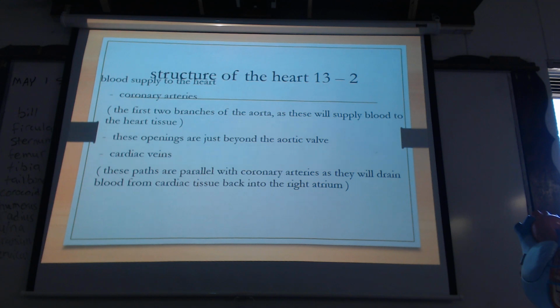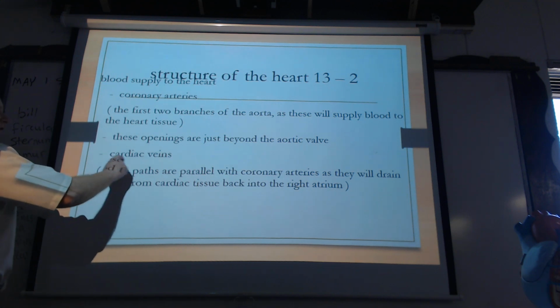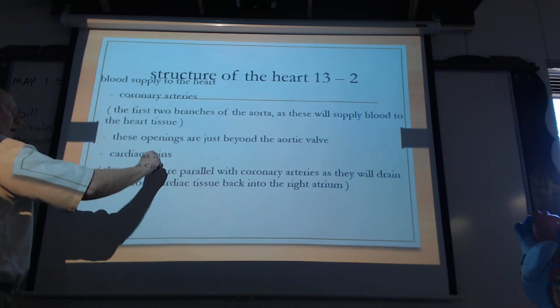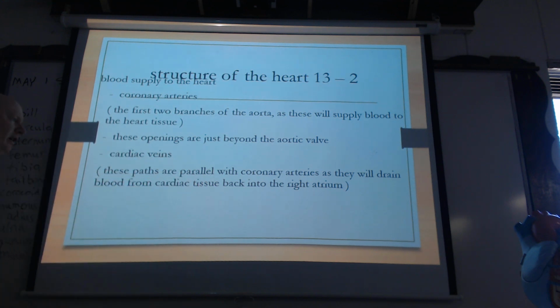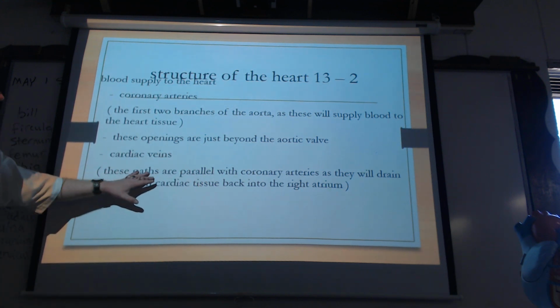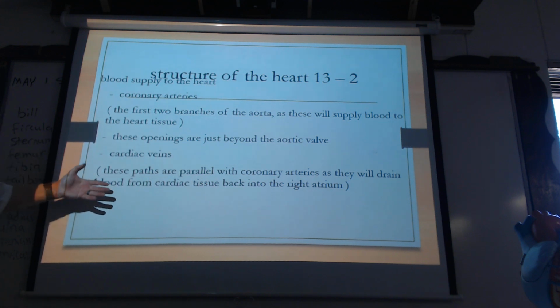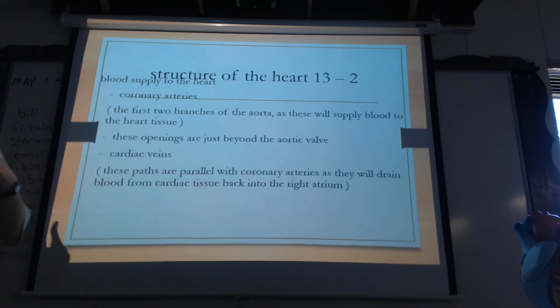And then if you have coronary arteries, well then I think this should say coronary veins as well, rather than cardiac, okay? It's because these run parallel with the coronary arteries, which will drain blood from cardiac tissue back into the right atrium. And the reason that's important is because if it's going into the right atrium, it's depleted in oxygen and nutrients, which would make sense. So that way you continually supply that vital muscle with the oxygen and nutrients that it needs.